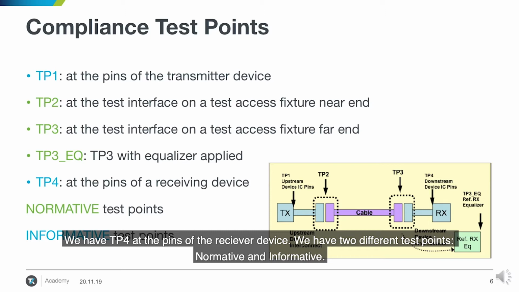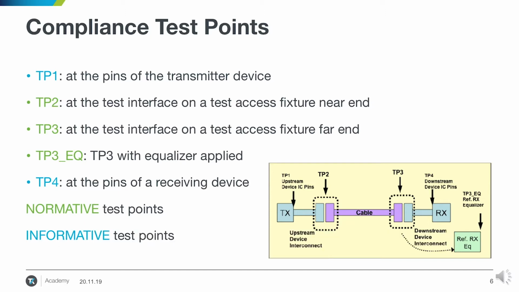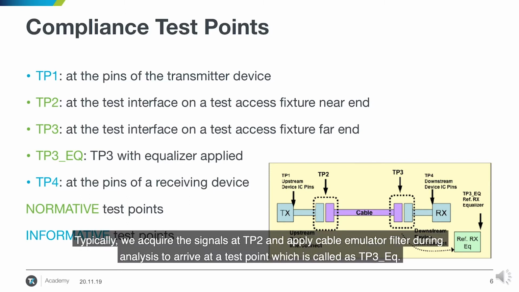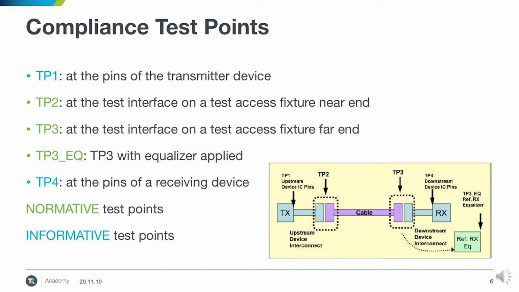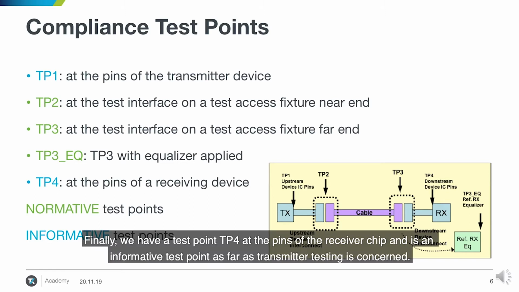We have 2 different types of test points, normative and informative. So typically we acquire the signals at TP2 and apply a cable emulator filter and de-embedding analysis to arrive at a test point which is called TP3 equalizer. According to the DP specifications, we should test the signals assuming it's passed through a worst-case cable or when there is no or zero cable. Finally, we have a test point TP4 at the pins of receiver chips and it is an informative test point as far as transmitter testing is concerned.